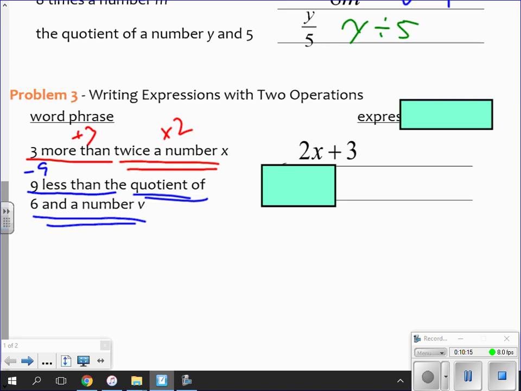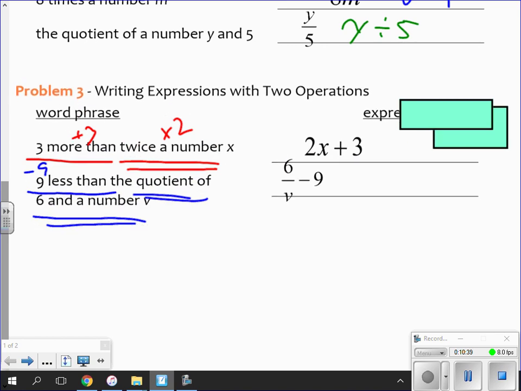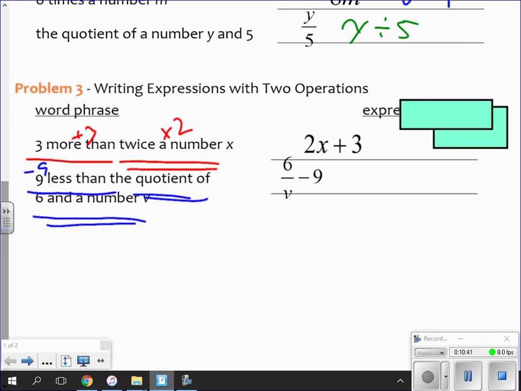You're waking up. Okay, the quotient means division. 6 and a number v. Does order matter with division? Yeah. So when you see a quotient of 2 things, it's always the first one divided by the second one. So I'm going to have 6 divided by v, and then I'm going to take 9 away from that. I have them all grouped up, sorry about that. So I have 6 divided by v minus 9.